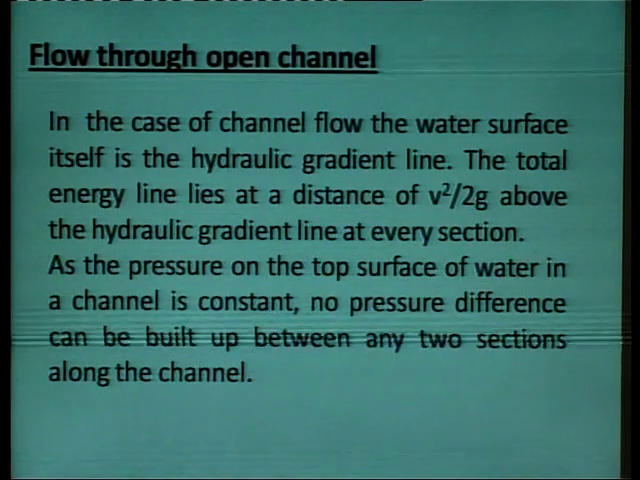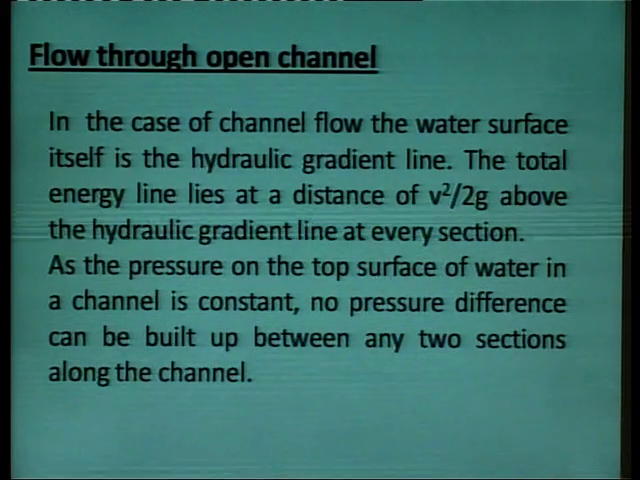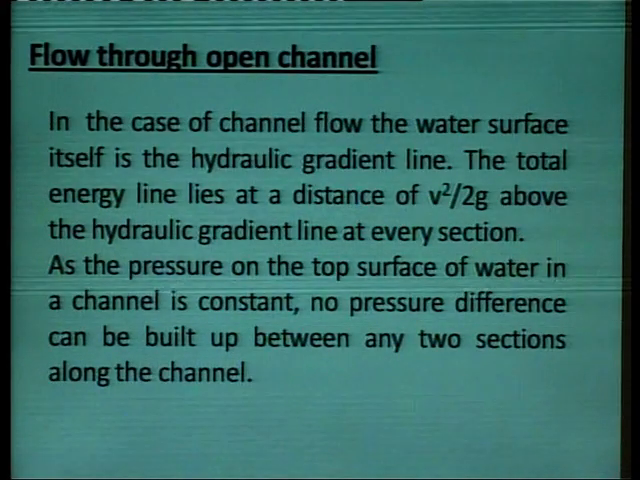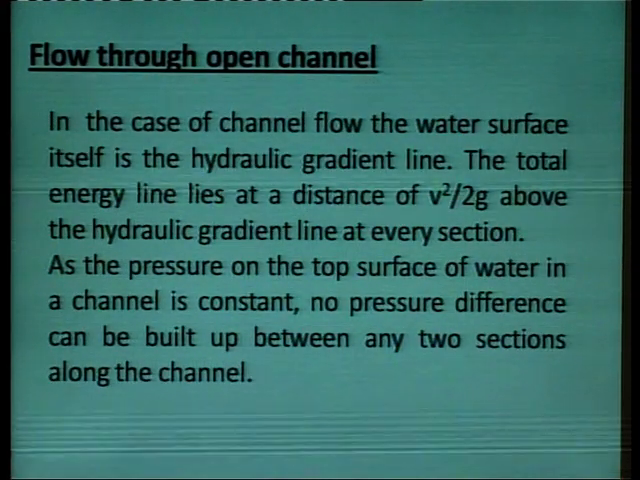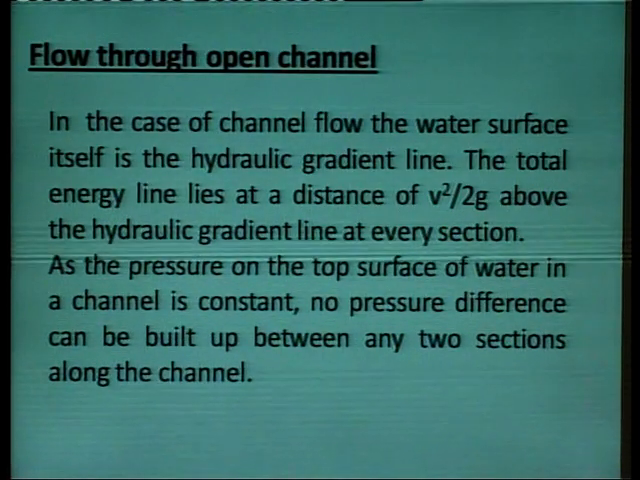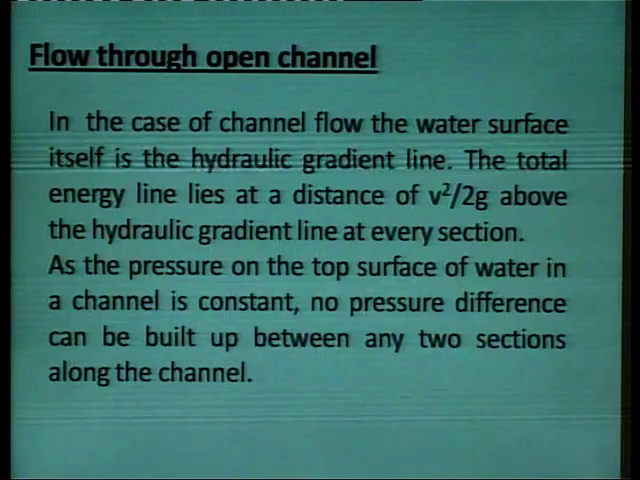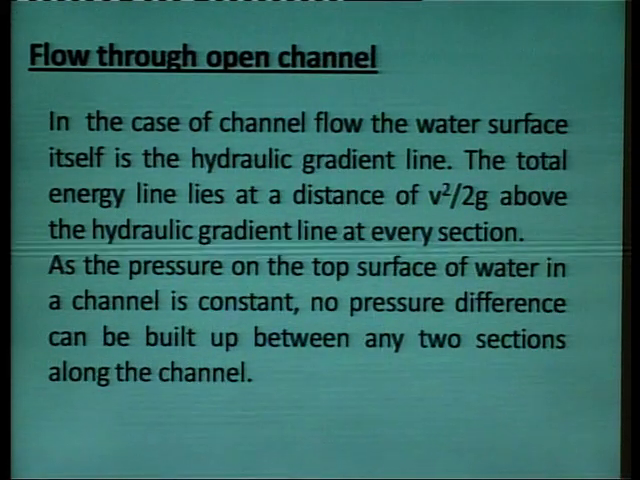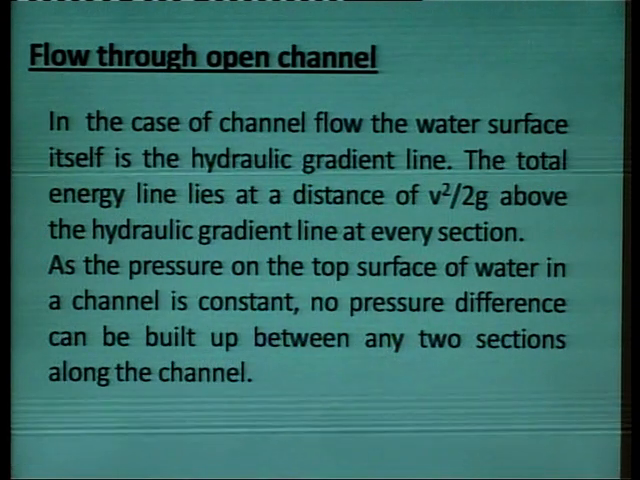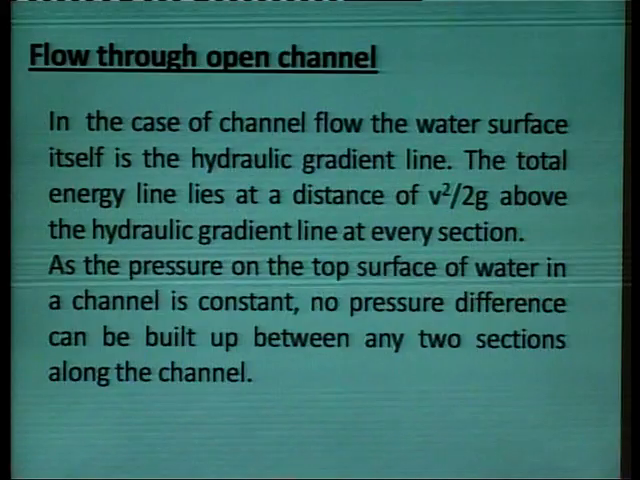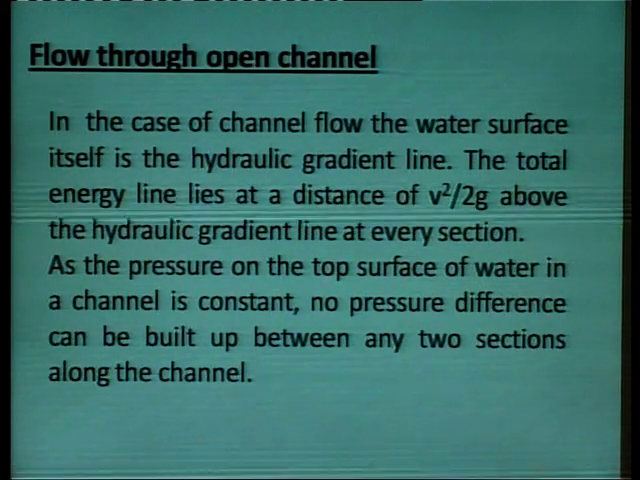In the case of a channel, the flow of water surface itself is the hydraulic gradient line. The total energy line lies at a distance of V square divided by 2g above the hydraulic gradient line at every section. As the pressure on the top surface of the water in the channel is a constant, no pressure difference can be built up between any two sections along the channel.